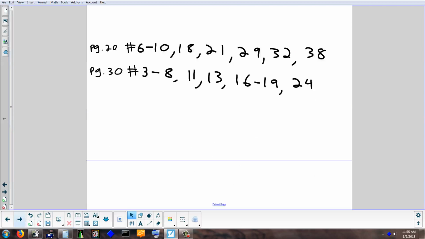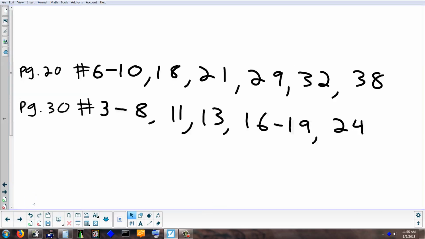All right, so homework tonight. The first part we did was section 1.2, so that's page 20. The problems there just skip around: 6 through 10, 18, 21, 29, 32, 38. And then on page 30, those skip around too: 3 through 8, 11, 13, 16 to 19, and 24. We'll go over that tomorrow before the test. I'll be here after school for a little bit if anyone needs extra help. I'm also free period 9 if you want to come in to study.